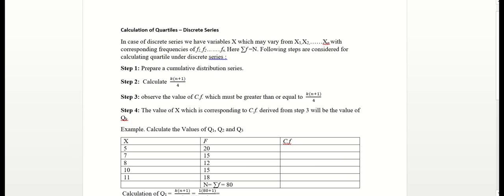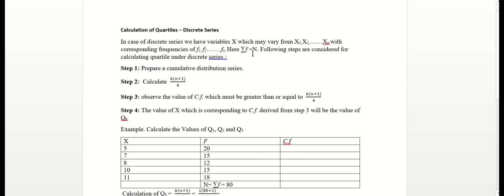So now we are starting with calculation of quartile in discrete series. So in discrete series also, we will calculate Q1, Q2 and Q3. So let us understand how do we calculate quartiles in discrete series. In case of discrete series, we have variables x, which may vary from x1, x2 up to xn with corresponding frequencies of f1, f2 and fn. So we have two series available in discrete series. One is x and other is f, frequency. And summation of f is also called n.